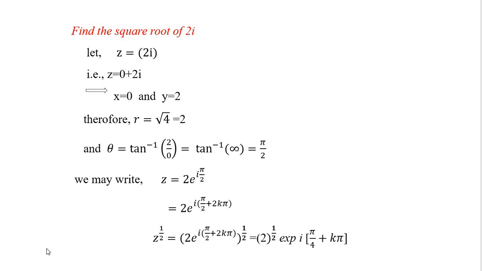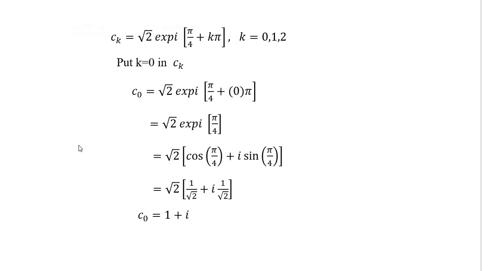So now we take the square root. So z to the power 1 by 2 equal to 2 into e power i (pi by 2 plus 2k pi) whole to the power 1 by 2. Therefore, square root of 2 into e power i into (pi by 4 plus k pi). So the general term for Ck, we may write square root of 2 into exponential of i into (pi by 4 plus k pi), where k equal to 0, 1. Put k equal to 0 in Ck.